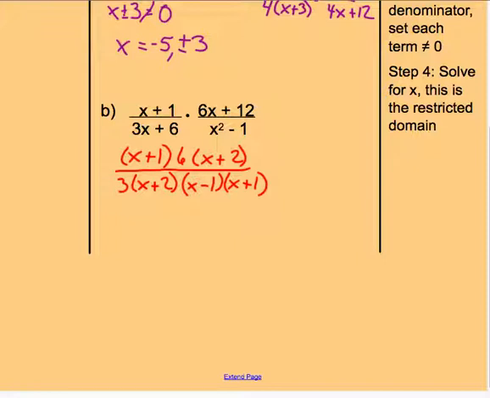Canceling any common factors, we've got an x plus 1. We've got x plus 2. And 6 is divisible by 3, leaving us with a 2. So our factored form, simplified, is 2 over x minus 1. Writing our restricted domain, setting those denominators equal to 0, x cannot equal negative 2 or plus or minus 1.